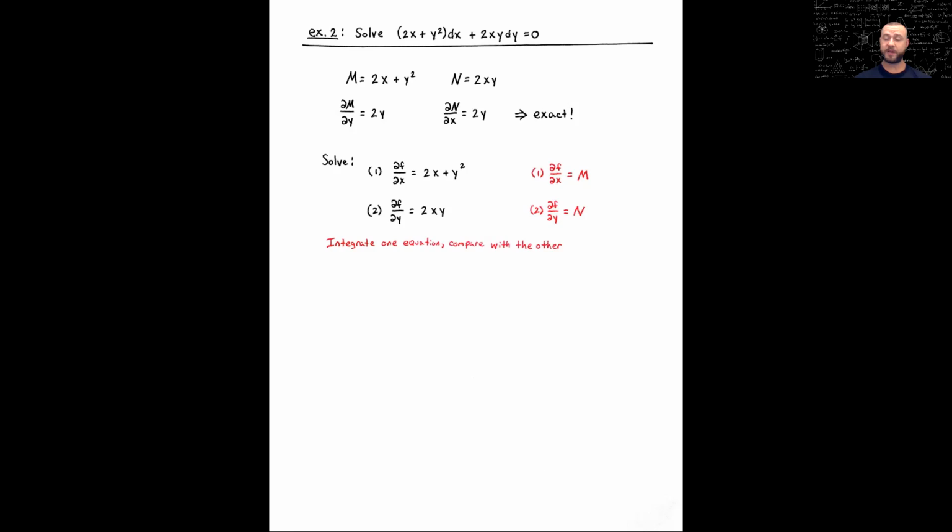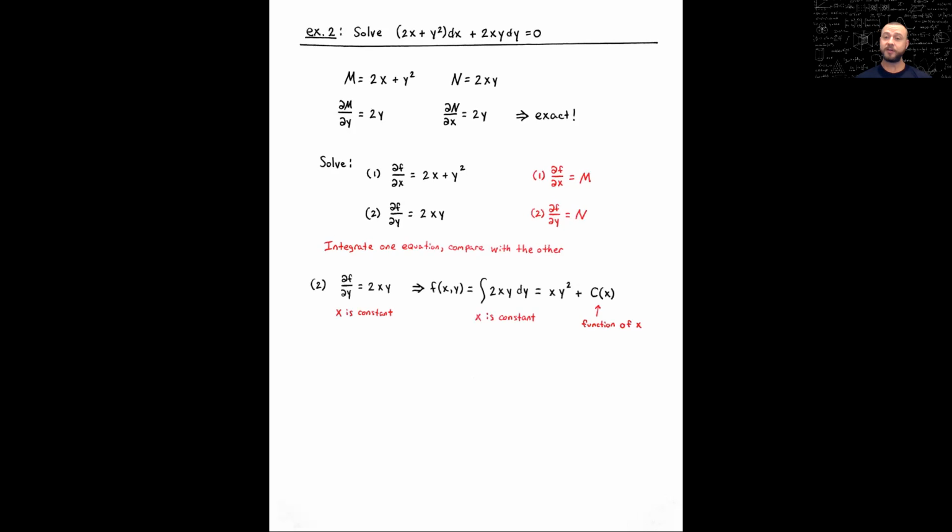All right, so we have a choice. We could integrate the first equation, or we could integrate the second equation. I'm just going to choose the second equation, which looks a little bit simpler. We only have a single term, 2xy, rather than two terms like in the first equation. So we're going to integrate the second equation. Since the second equation involves a y partial derivative, we're going to cancel that y partial derivative by integrating with respect to y.